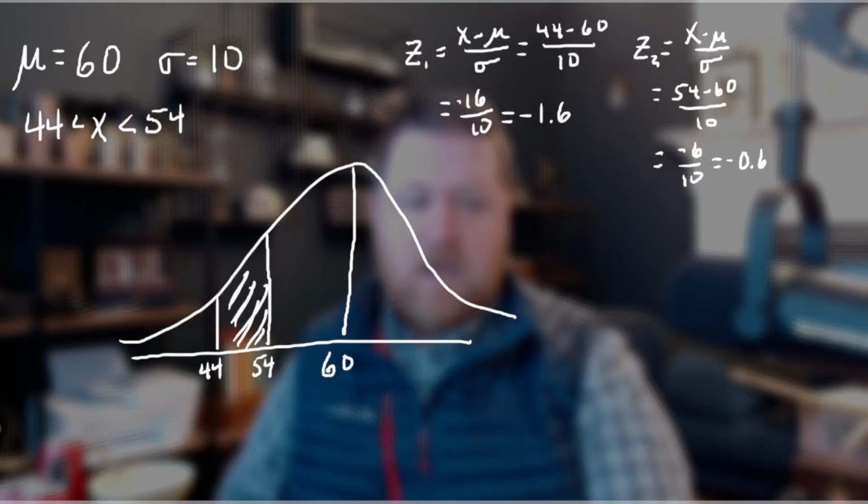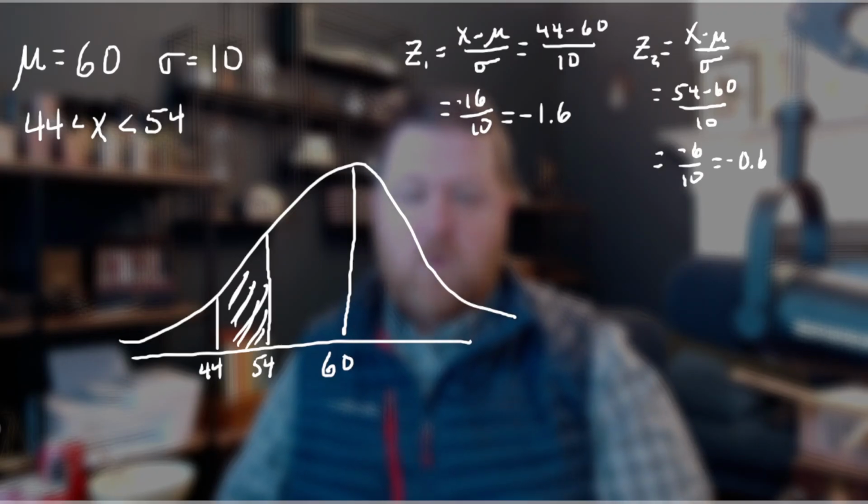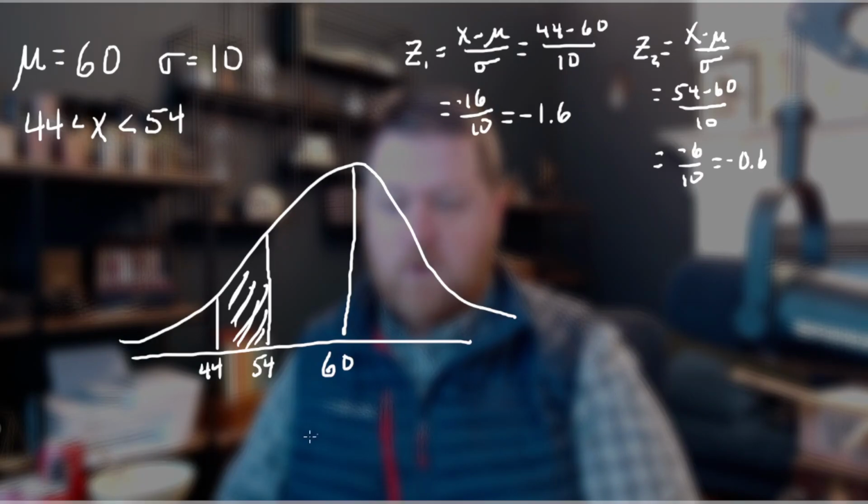Great. Now what we want to do, first thing, is label these. So this one here is negative 0.6. And this one over here is negative 1.6. Make those points a little bigger so we can see them.